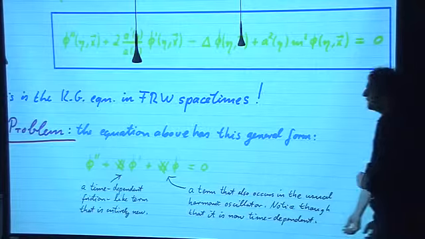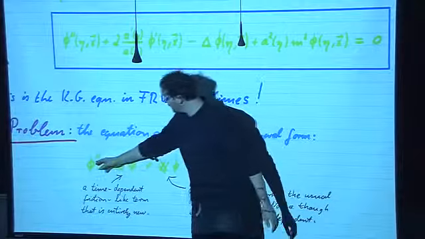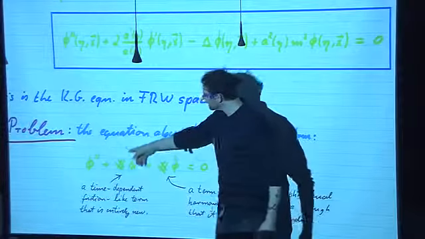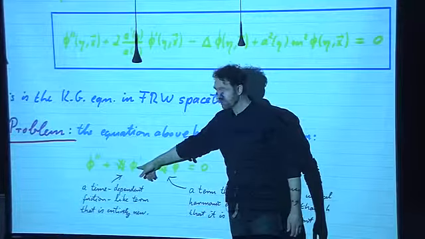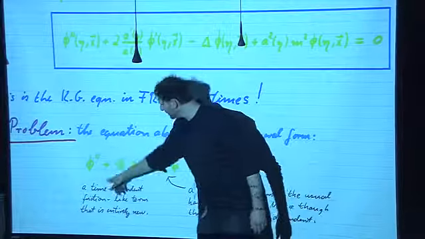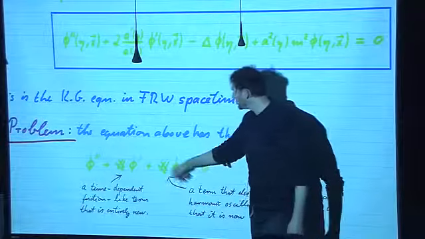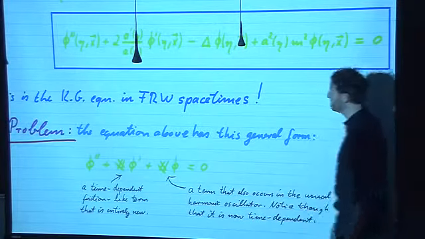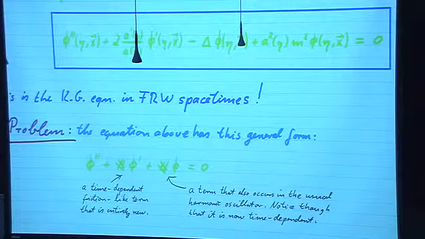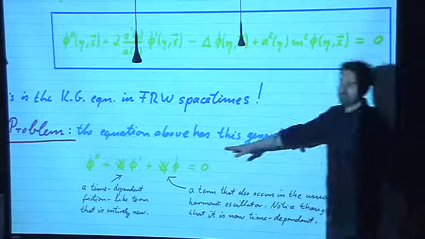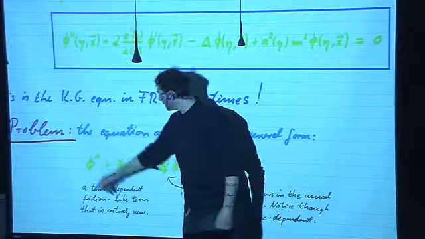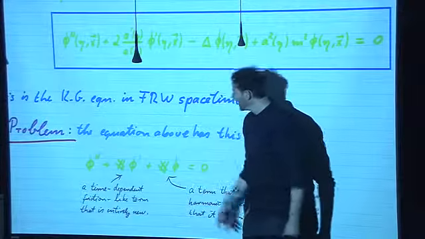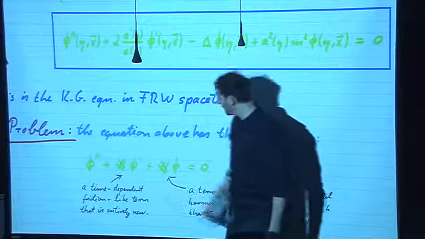This Klein-Gordon equation has roughly this form: phi double prime plus something multiplied with phi prime, plus something times phi, equals 0. That's no good. It looks like a harmonic oscillator, all right. We have the phi double prime here and the phi. But what about this thing here?